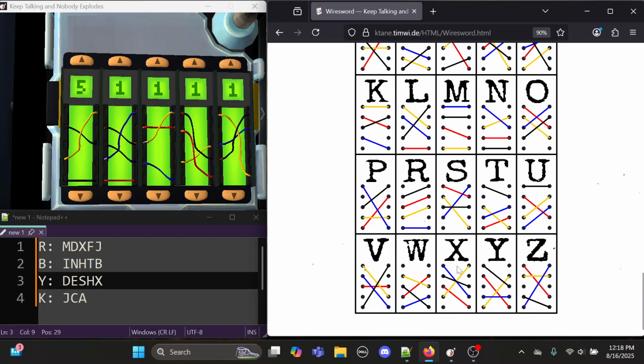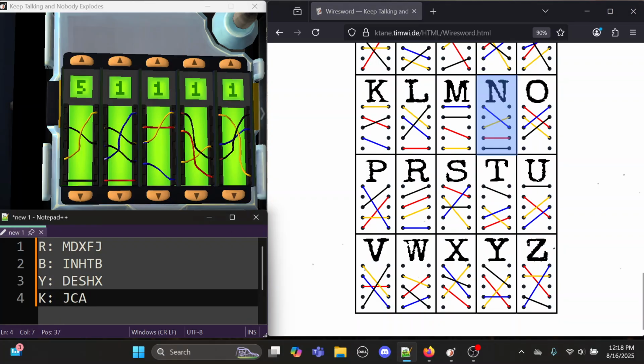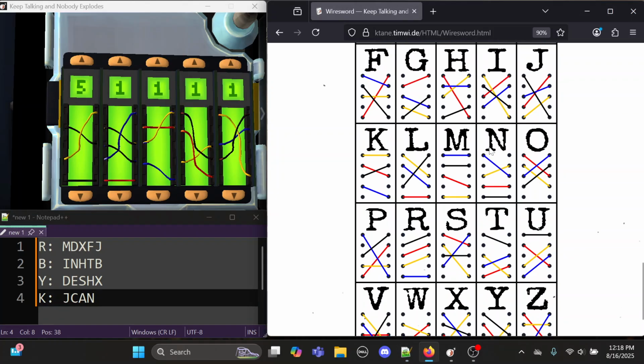A black 2 to 3 and a 5 to 5. The 5 to 5 is November. And a black 2 to 3 is what?